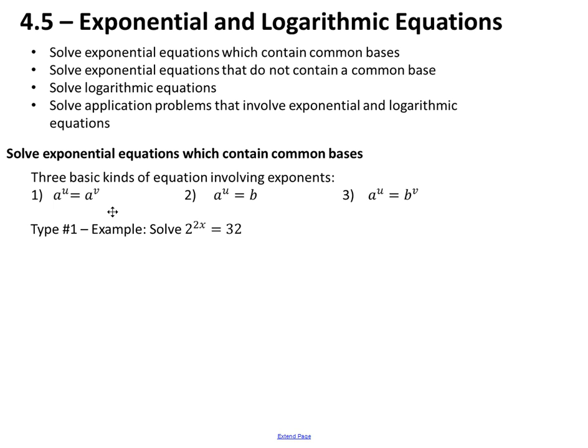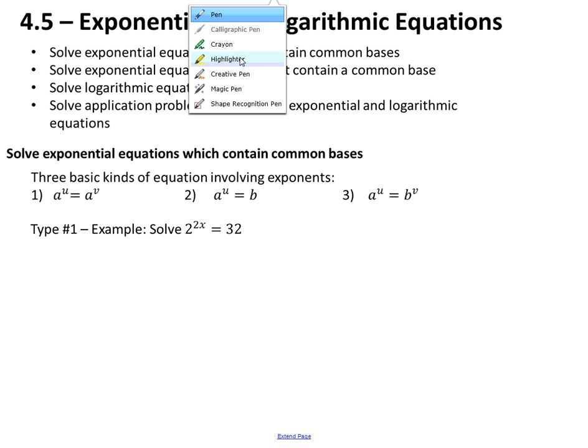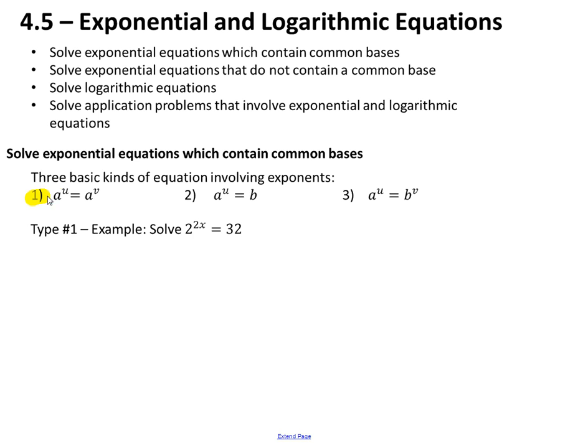So in this section, we're going to look at exponential equations which contain common bases. And there are really three kinds of exponent equations that we deal with overall. One of them, of course, is this form. I consider this sort of the easiest form, a to the u equals a to the v, or a to the u equals some number b. This particular example that I'm dealing with here below is actually an example of this first one, that is, exponentials that contain the same bases.